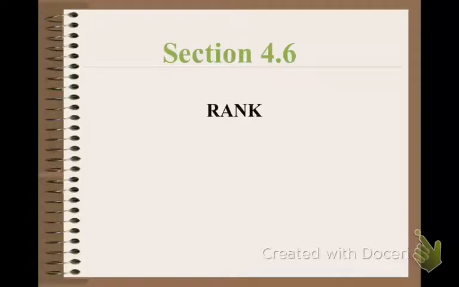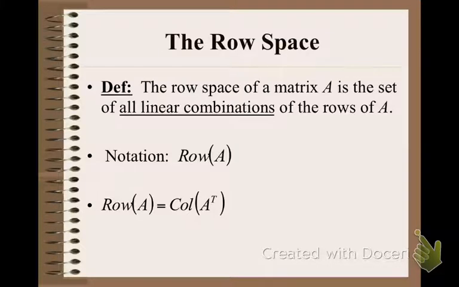In this section, we will discuss the rank and the row space of a matrix A. By definition, the row space is the set of all linear combinations of the rows of A. So just like we did in the column space, we take the span of the rows and that will give us the row space.